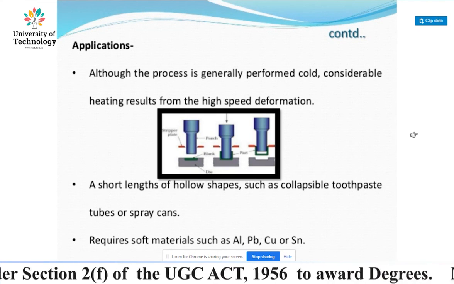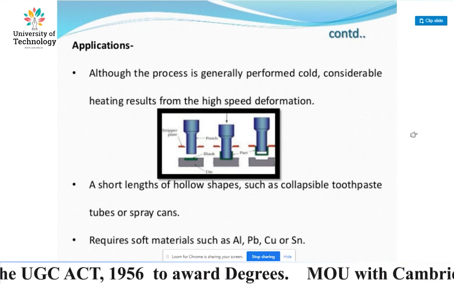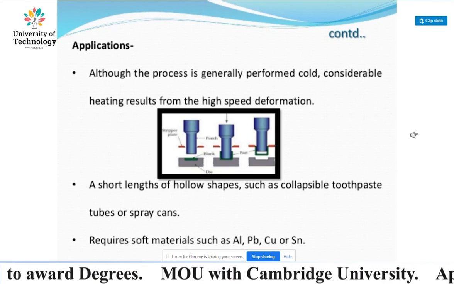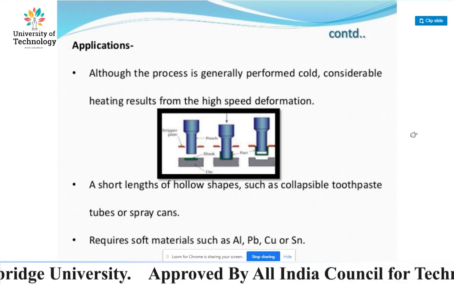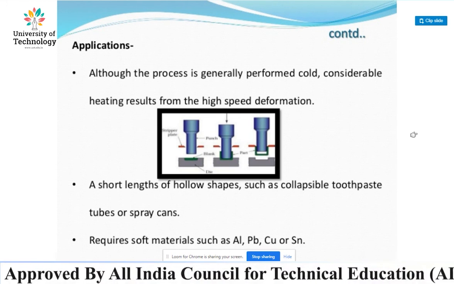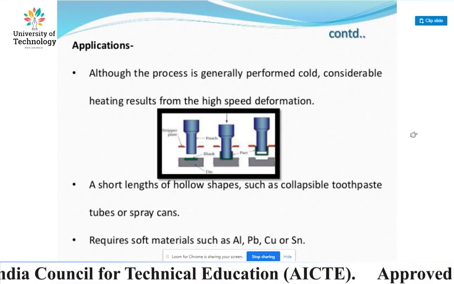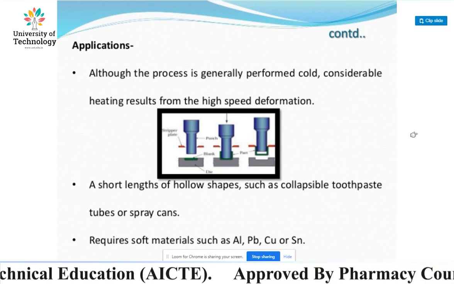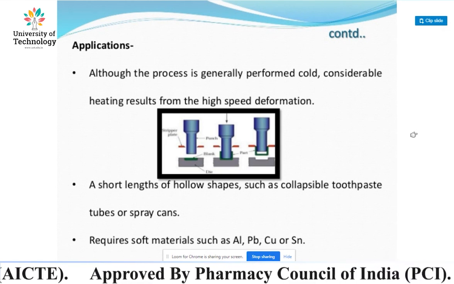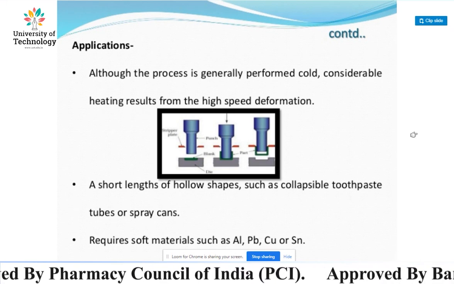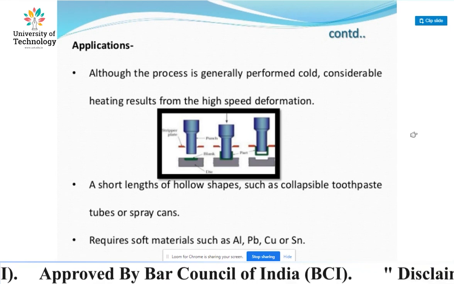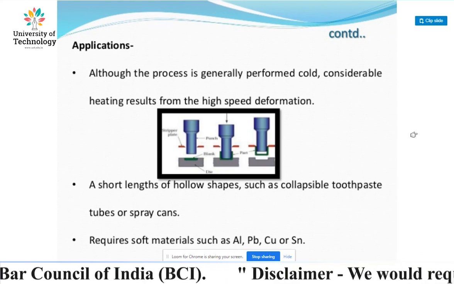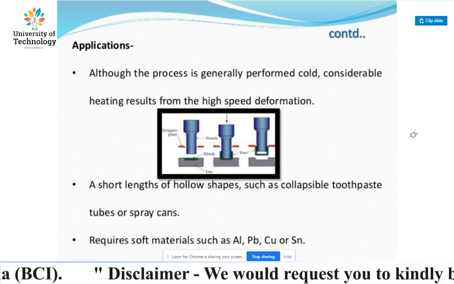Application of impact extrusion: although the process is generally performed cold, considerable heating results from the high-speed deformation. Short lengths of hollow shapes such as collapsible toothpaste tubes or spray cans, etc., require soft materials such as aluminum, lead, copper, and stainless steel in this process.